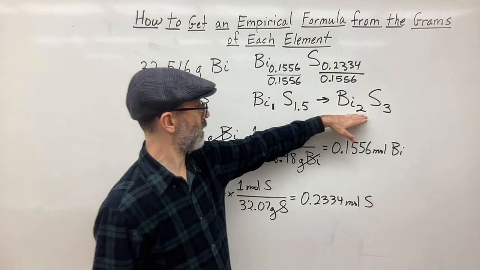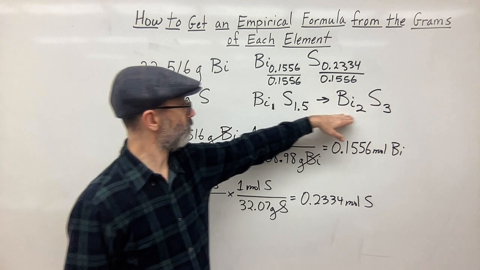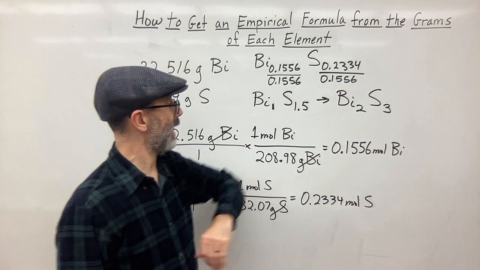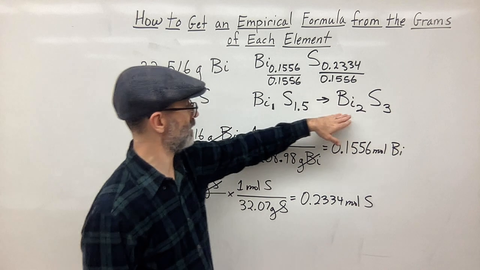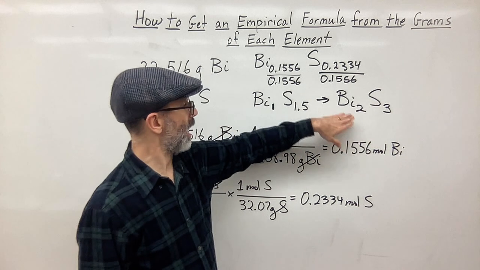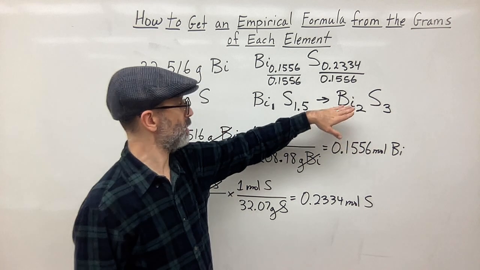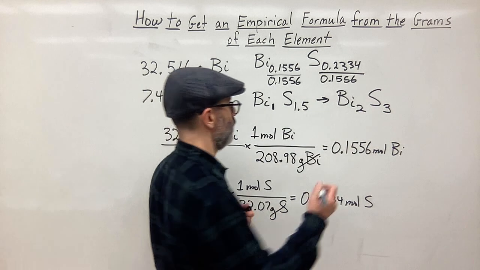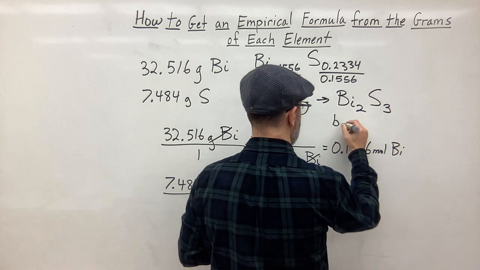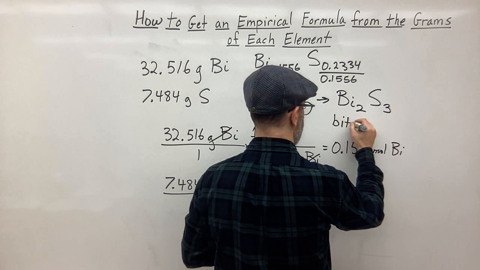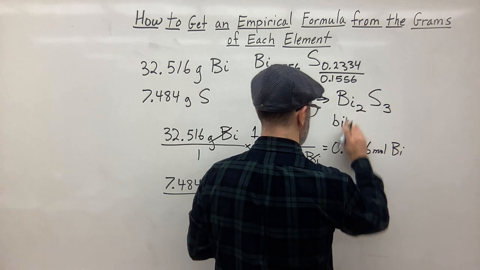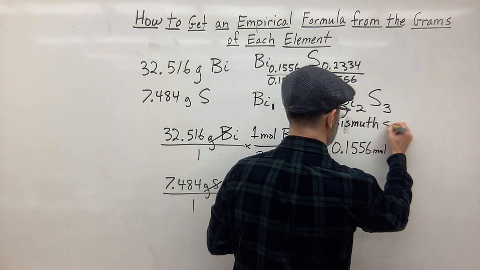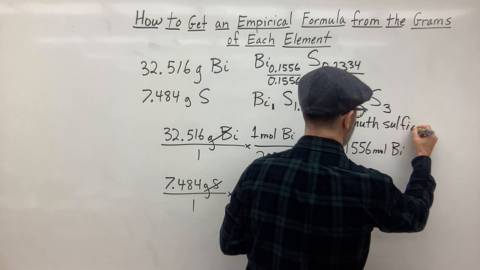And so, ladies and gentlemen, that is our formula. This is the empirical formula for this substance. If I was to name this substance, since it's obviously ionic, with a metal and a nonmetal, this would be bismuth sulfide. Bismuth sulfide would be the name of this compound.